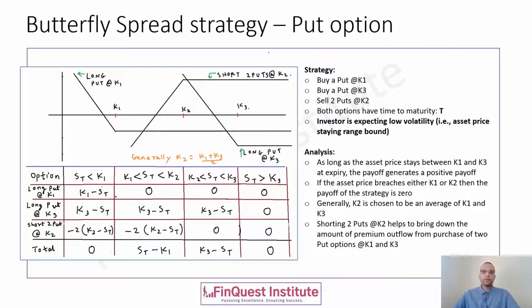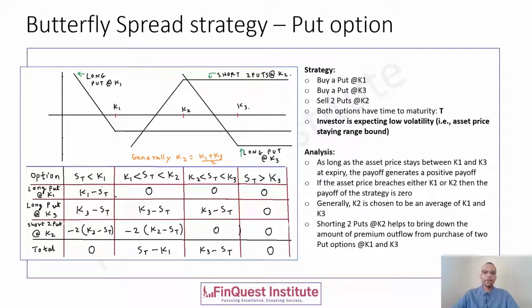Now we can have a butterfly strategy using put options as well. Here we are going to have a total of four put options. That is, we are purchasing two put options and we are selling two other put options. The strategy is very, very similar to the call option case. We are purchasing the puts at K1 and K3 and we are selling two puts at K2. Here as well, the investor expects that volatility is going to be low. That is, the asset is going to remain between K1 and K3 at expiry in order for this strategy to generate a positive payoff.